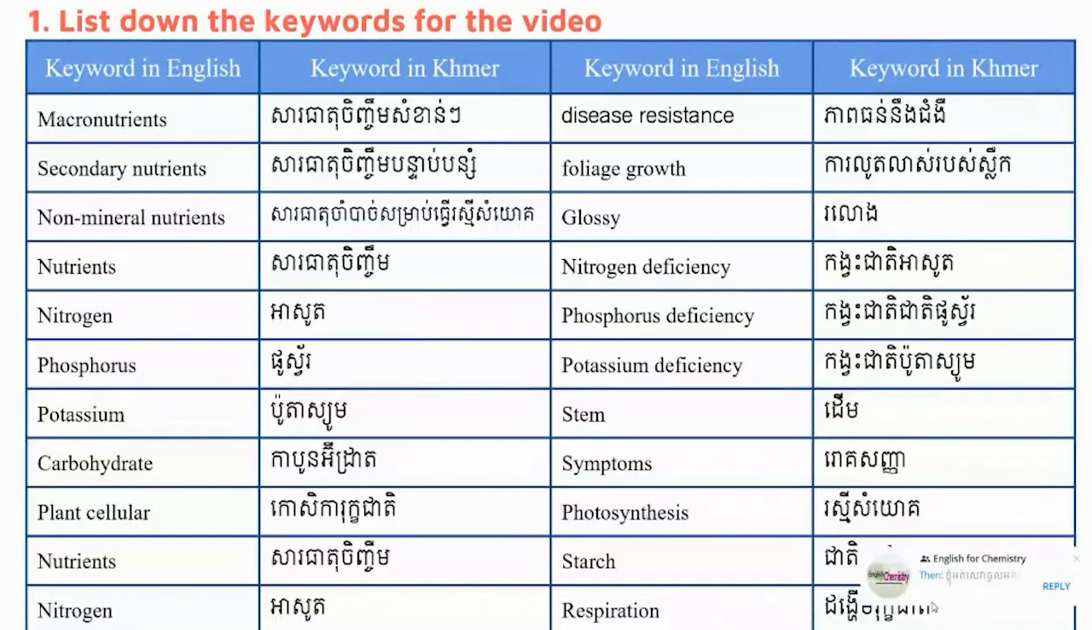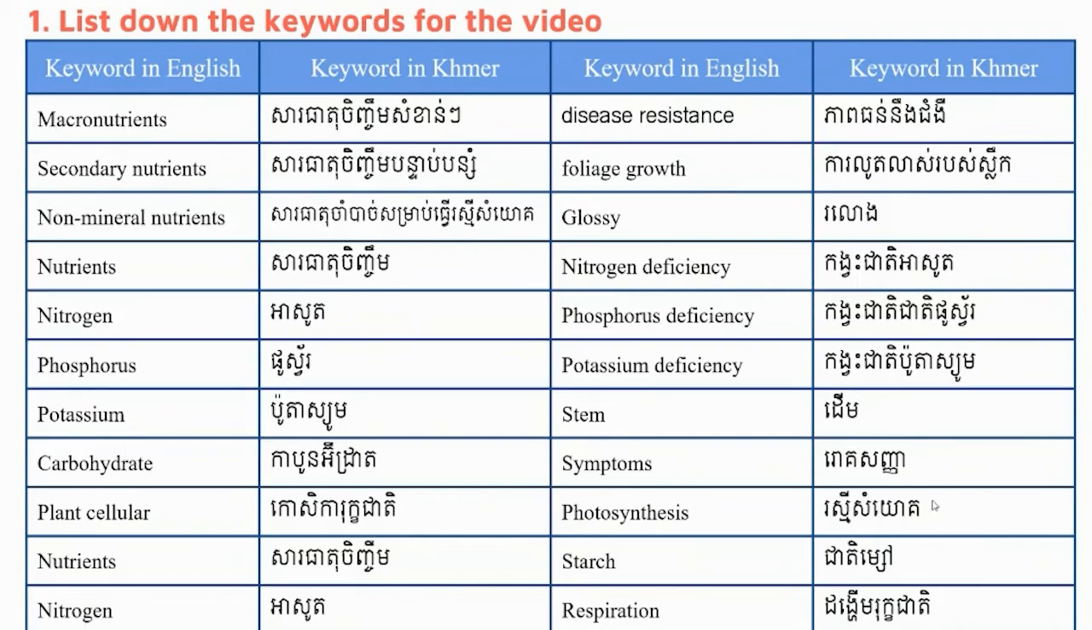Carbohydrate, plant cellular. Okay, nutrient again, repeat again. Disease resistant, foliar growth, glossy. That one refers to leaves: if a leaf is shiny, it is called glossy. Nitrogen deficiency, phosphorus deficiency, potassium deficiency, stem, symptom.